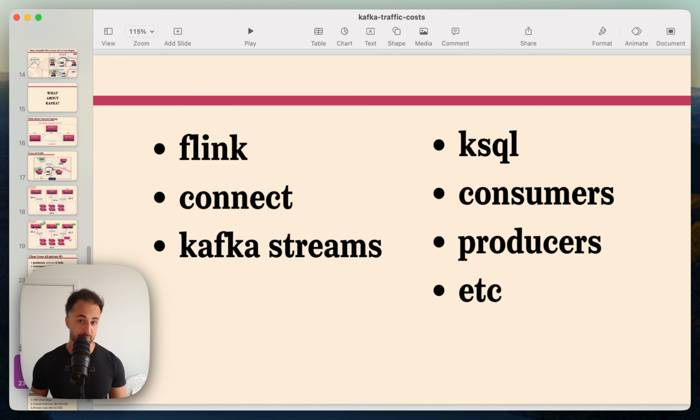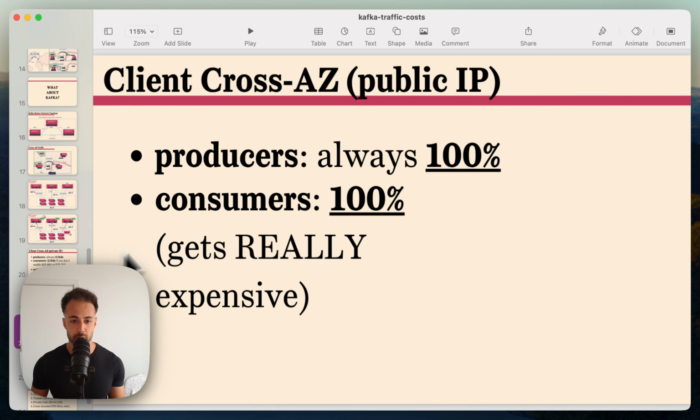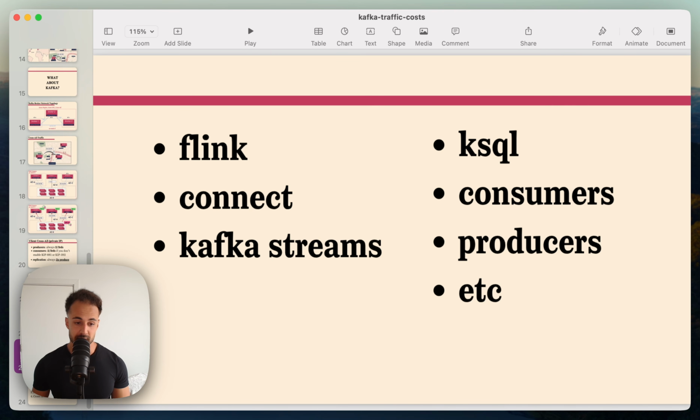And I don't have much time left, but when I say clients, I mean everything. I don't only mean consumers, producers. I mean Apache Flink, I mean Kafka Connect, I mean Kafka Streams, I mean KSQL, I mean your normal Spring Boot consumers, producers, etc. So yeah, it gets really expensive, and you really have to think about these things.